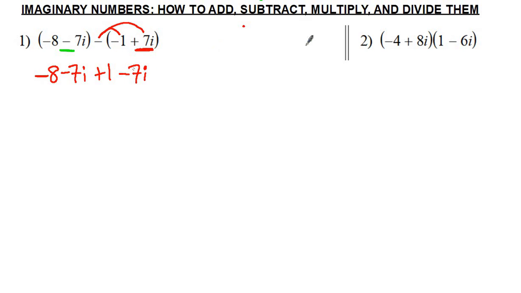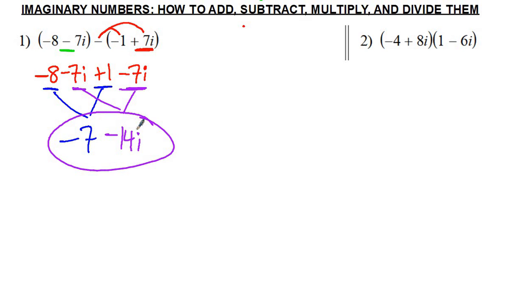So we're getting both adding and subtracting. Now what we need to do is combine the like terms. So negative 8 plus positive 1 would be negative 7. And then negative 7i minus another 7i would be negative 14i. And that is our final answer. We have a real part of that number right there with the negative 7, and an imaginary part of the number right there. So that is our complex number answer. So that's how to add and subtract them. How do you multiply them?